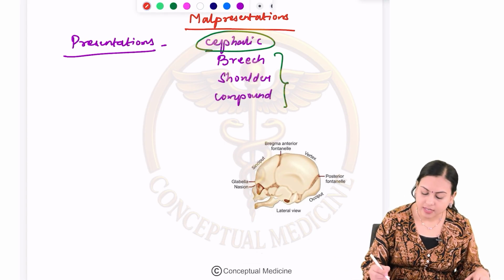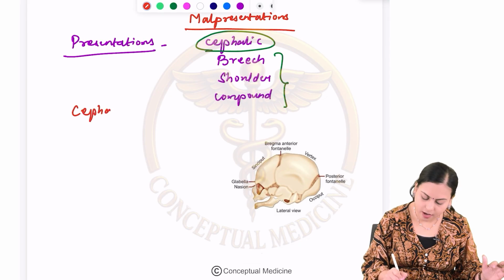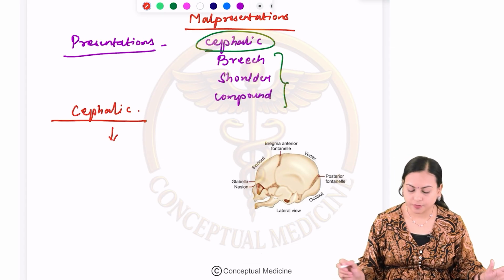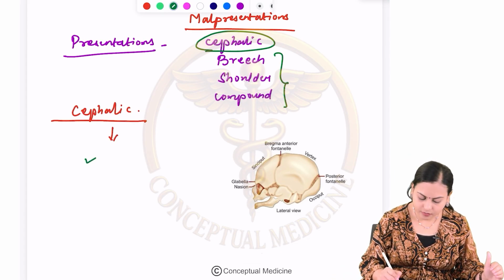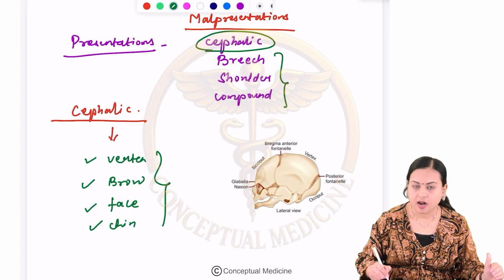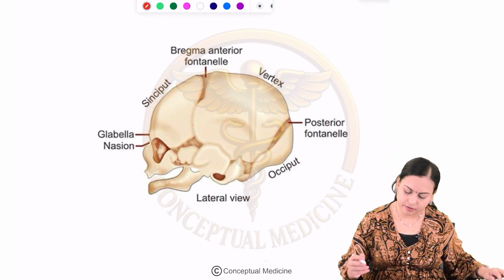And when you consider this cephalic presentation also, you have sub-classifications in that. So either the vertex can be presenting, or it can be the brow, or it can be the face, or it can be the chin. Understood? So, if you see this diagram, you will be able to understand.